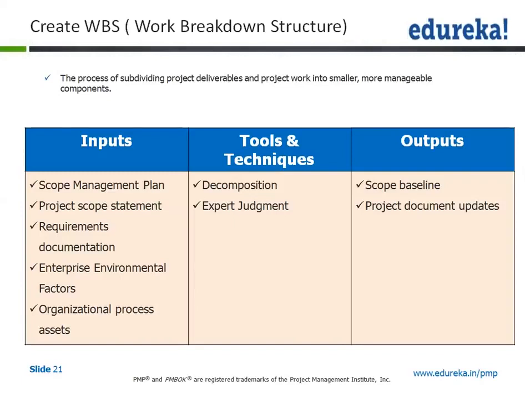The inputs to this process are the scope management plan and the project scope statement. The scope management plan is the output of the first process, Plan Scope Management. The project scope statement is the output of the process called Define Scope. The third one, requirements documentation, again is an output of the process called Collect Requirements. So you are able to correlate these three words.